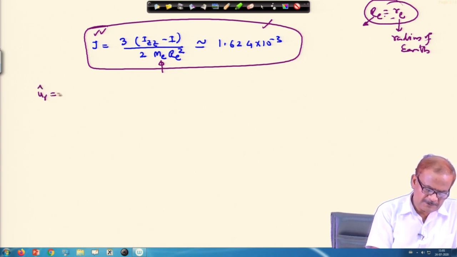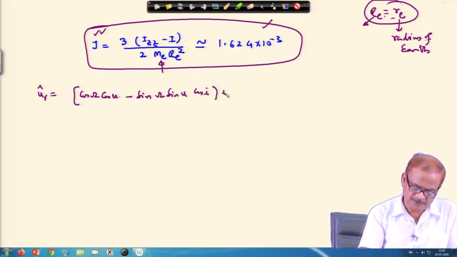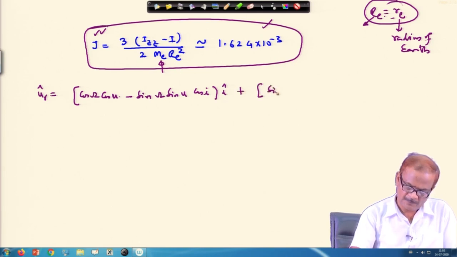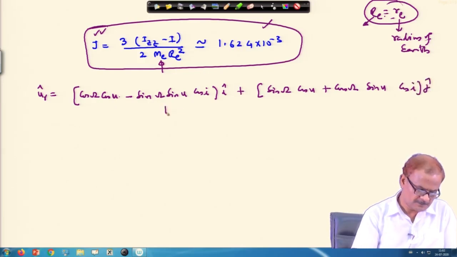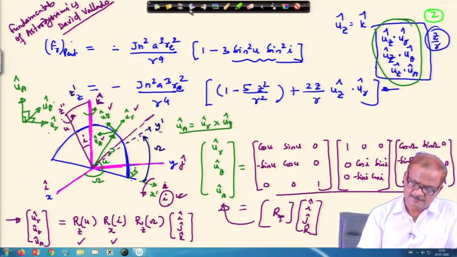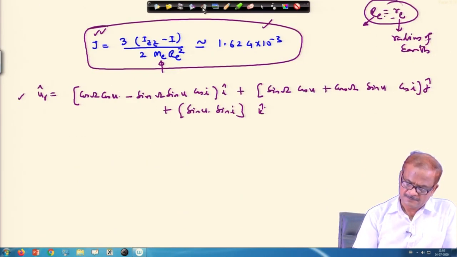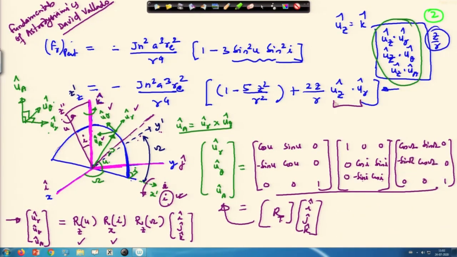So u r cap we can write as cos capital omega cos u minus sin capital omega sin u cos I times I cap, plus sin capital omega cos u plus cos capital omega sin u times cos I j cap, plus the k cap term. So if you utilize this, okay, here in this place, to find out what will be the quantity u r cap dot u z cap, this quantity.